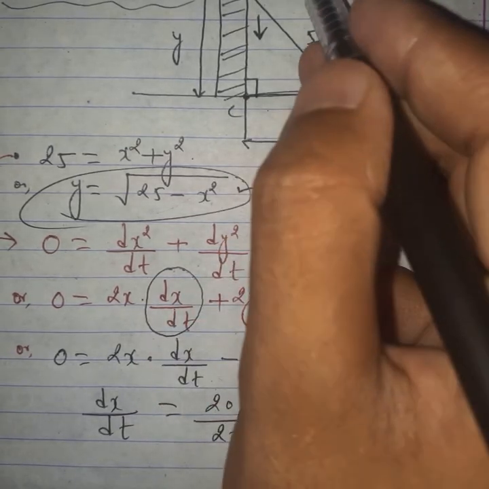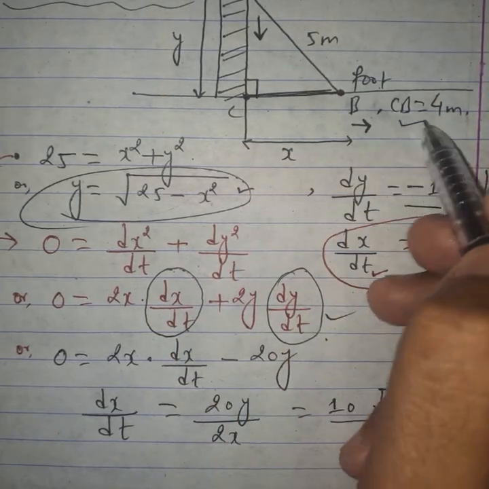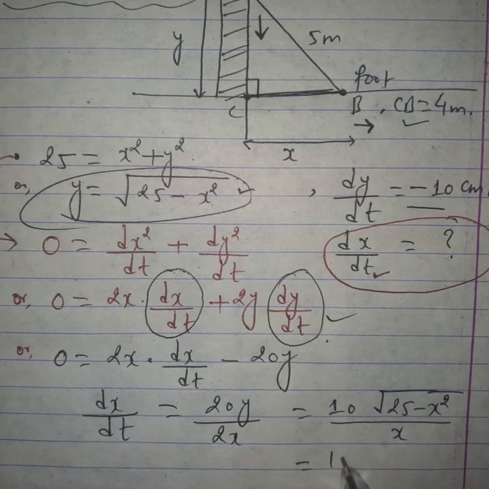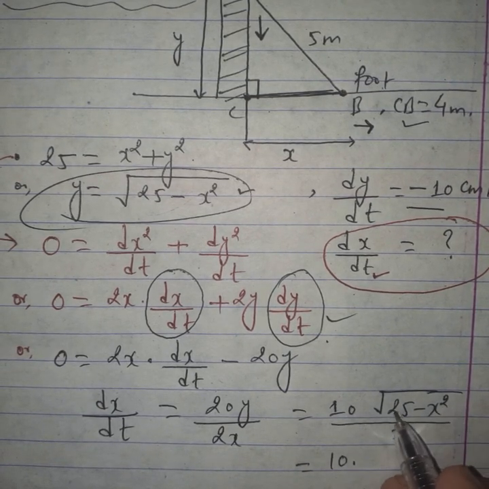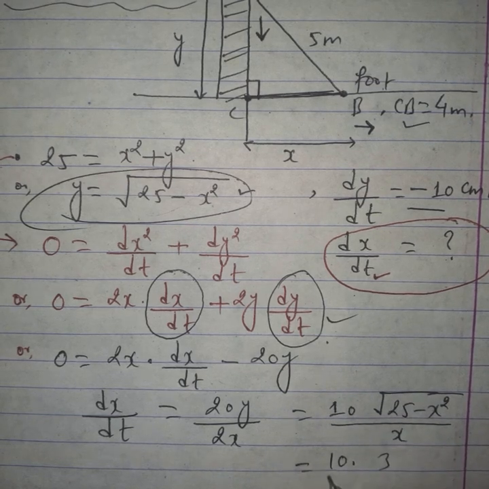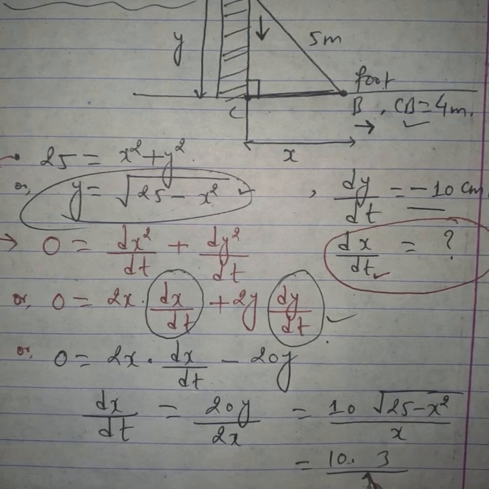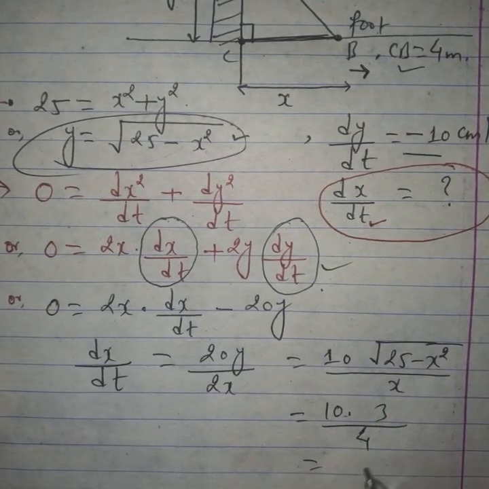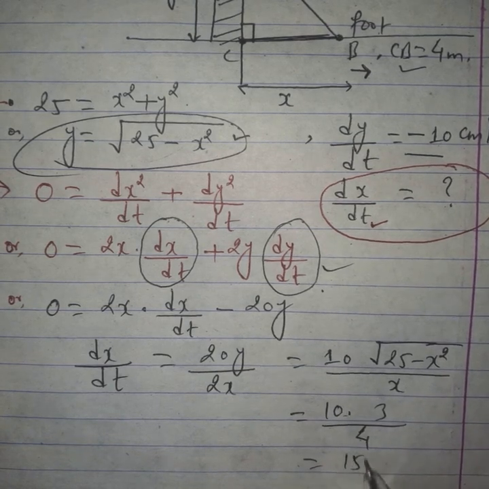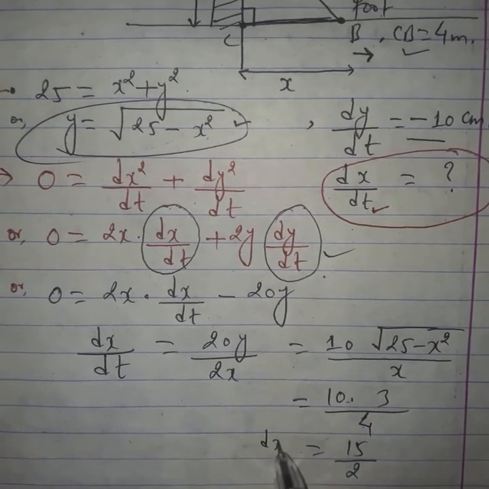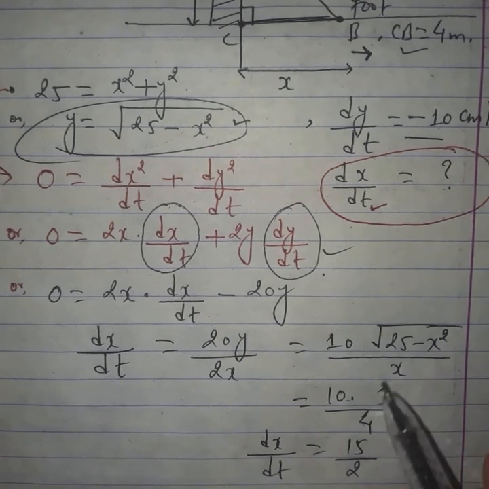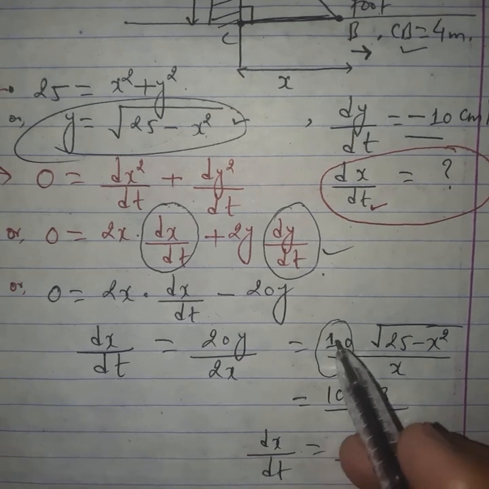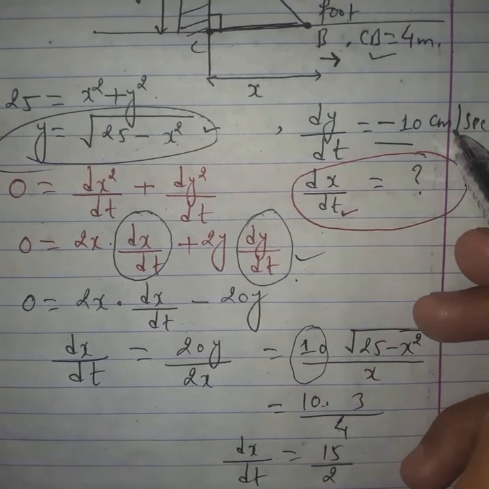Here the distance of the foot from the wall is given as 4 meters. Substituting the value of x as 4, 4 square is 16, 25 minus 16 is 9, and the square root of 9 gives 3. So 10 times 3 over 4 is 30 over 4, which gives 15 over 2. This is the value of dx over dt, and its unit depends on the unit of 10, which is centimeter per second.